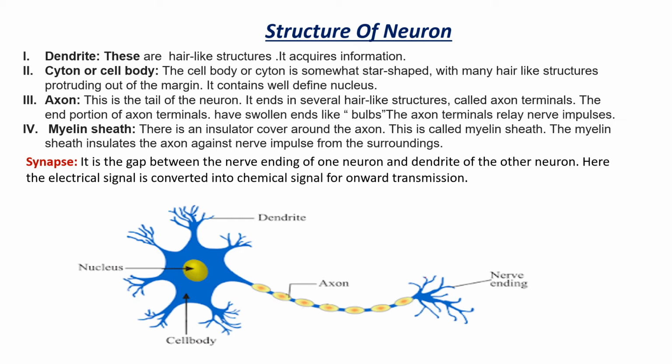Over here they are a little bit swollen like bulbs. Right now, this axon is covered with myelin sheath. It is called myelin sheath. The myelin sheath insulates the axon against nerve impulses from the surrounding.